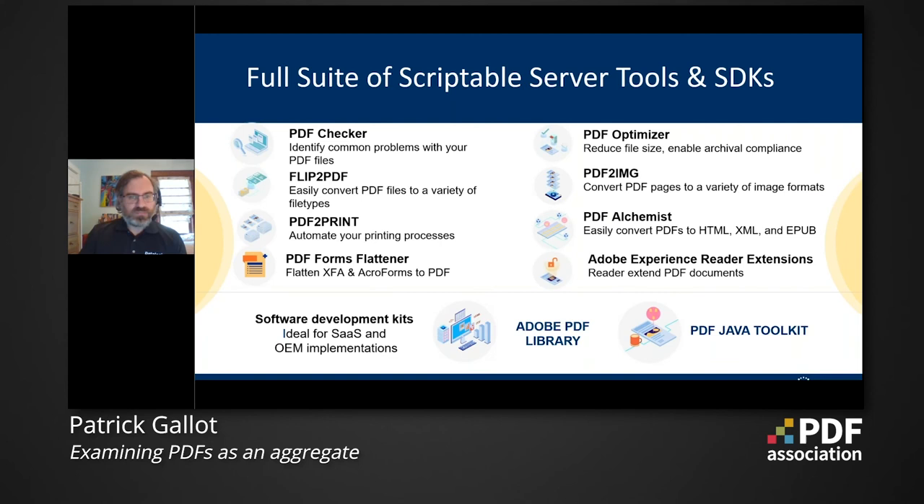Products include, besides PDF Optimizer and PDF Checker, Flip to PDF for converting certain documents to PDFs, PDF Alchemist for turning PDFs to HTML or EPUBs or the like, PDF to IMG for turning PDFs to images, and we also have the tools that I work with the most, Adobe PDF Library and the PDF Java Toolkit.